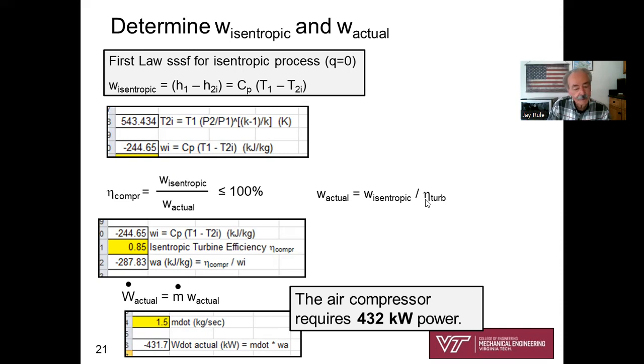So W actual is W isentropic over turbine. Look at that. That's the old copy and paste problem. That should be compressor efficiency. I need to make another 21. Slide 21, I've got to fix. That's compressor efficiency over there. Sorry about that. At least I got it right in my solution. W isentropic, negative 244.65, 85% efficiency. So W actual is a bigger negative number, negative 287.83. W dot actual is m dot times little w actual, negative 431.7. So on my test problem, I'm going to write out the air compressor requires 432 kilowatts of power.